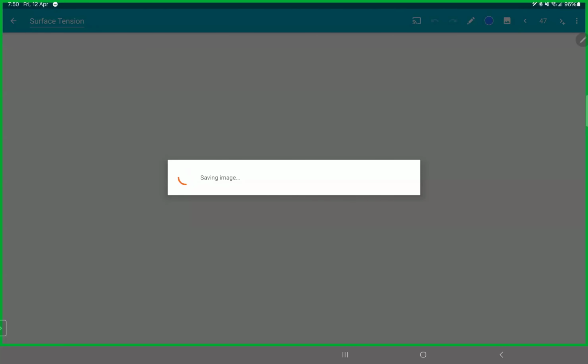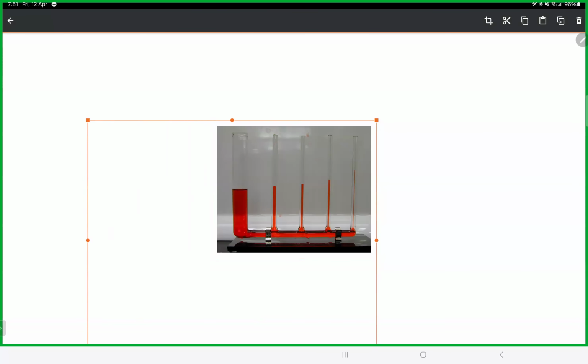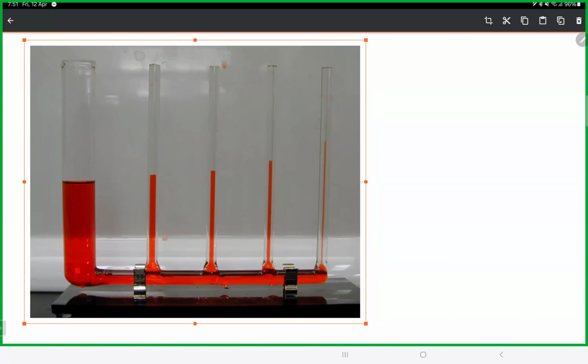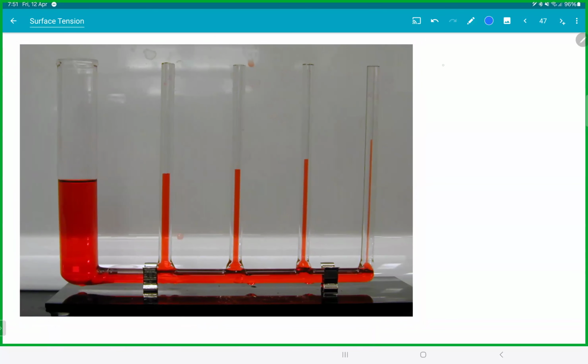Look at this diagram. That formula is what? H is equal to 2s cos theta by rho g r. So H is proportional to 1 by r. You can clearly see the liquid level, see here. Did you notice? This radius is quite big, so capillary action is negligible. This is a negligible capillary action. Because the radius is so big, we really didn't see much.